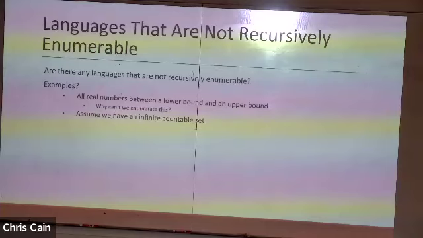Assume we have an infinite countable set. Give yourself a couple seconds, think of one in your head. What is a countable set that is infinite? Yeah, integers, right? Positive integers, you can even say. Think about the power set of that set. The power set means basically you're coming up with any possible subset of that set.